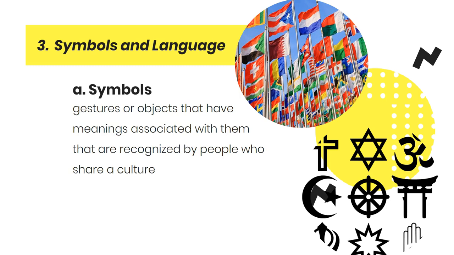A third element of culture is symbols and languages. Symbols are simply gestures or objects that have meanings associated with them, and they're recognized by people who share a culture. For example, when we see flags in a country, we know that the flag represents a particular country, state, or in some cases a city, a village even. Here I've also included images of religious symbols. By themselves, they look like pictures, right? But they have meanings attached to them. The cross represents Christianity, the Star of David represents Judaism, and so on.